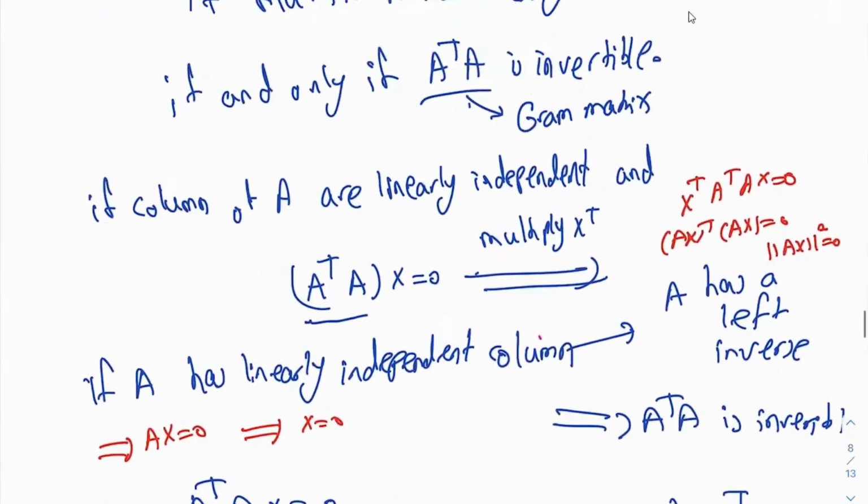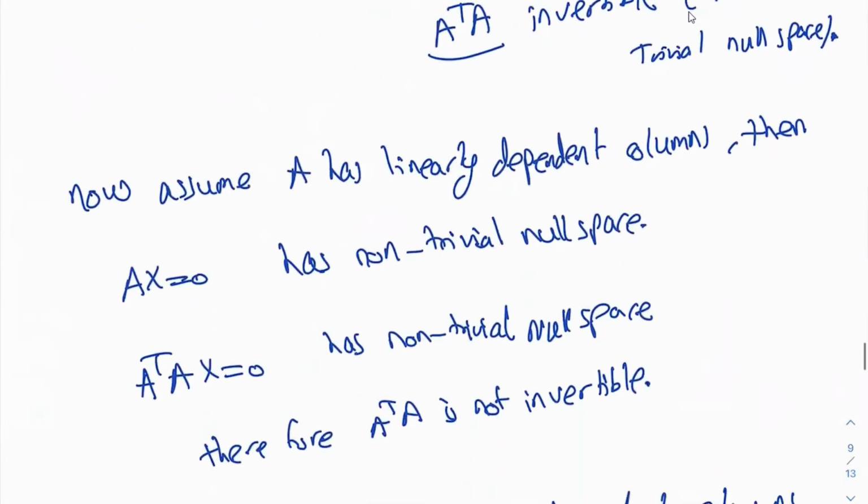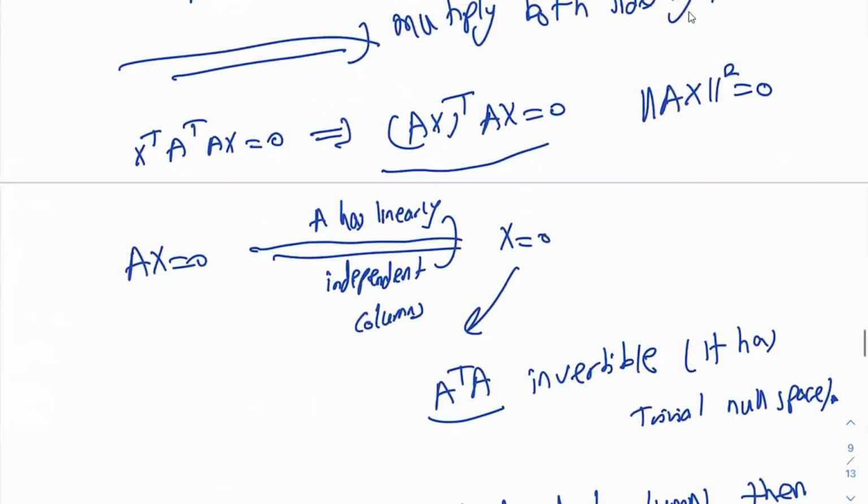Now, we would like to prove that if A transpose A is invertible, then A has linearly independent columns. Okay, let's take a look at this argument that I have. I want to prove if A transpose A is invertible, then A has linearly independent columns.